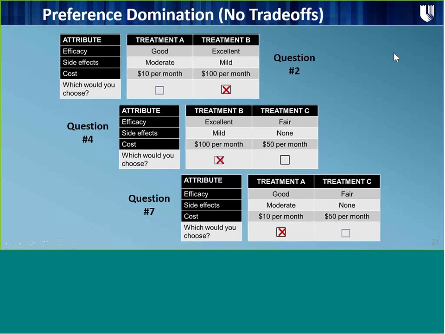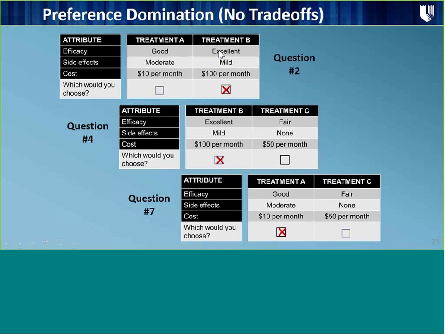Preference domination. This actually is unfortunately quite common in our surveys, and let me show you what is going on. Here, the respondent compares, let's see, I just want to make sure it's efficacy, right? Yes. This person is always going to choose the attribute that has the better efficacy.